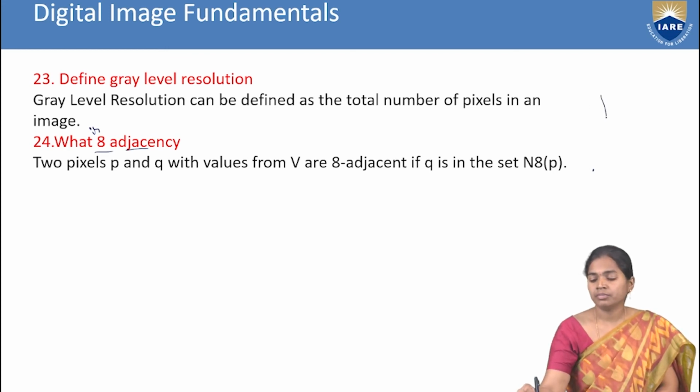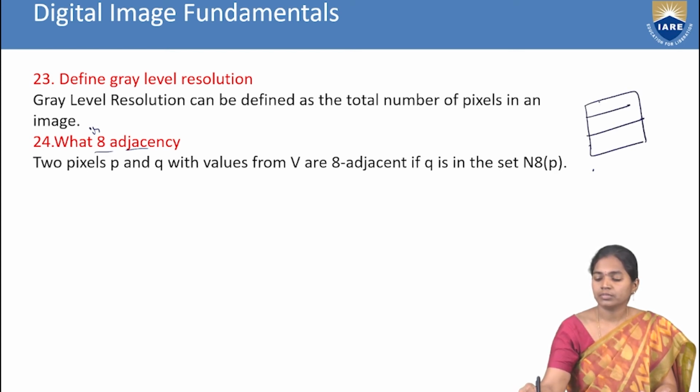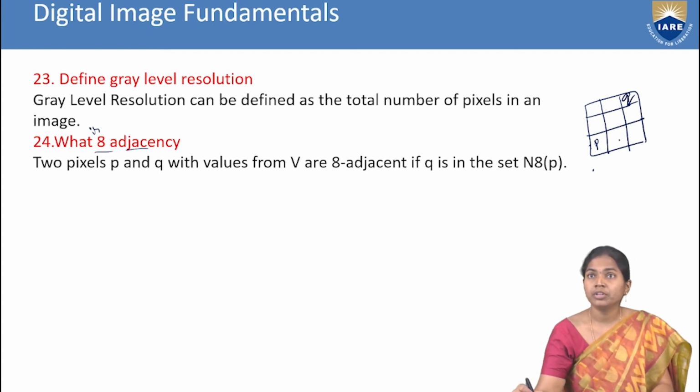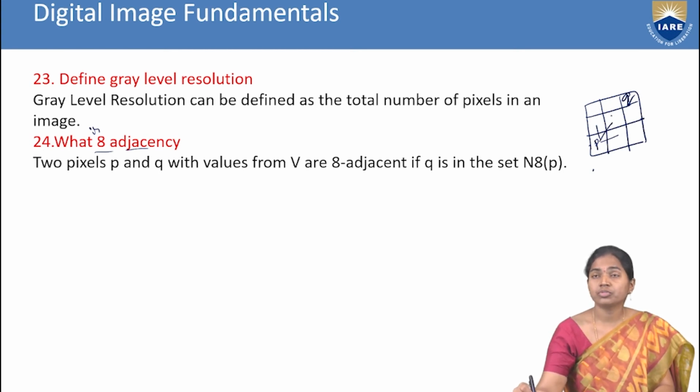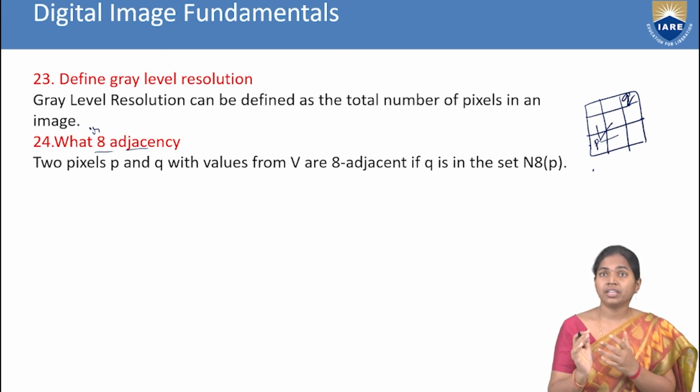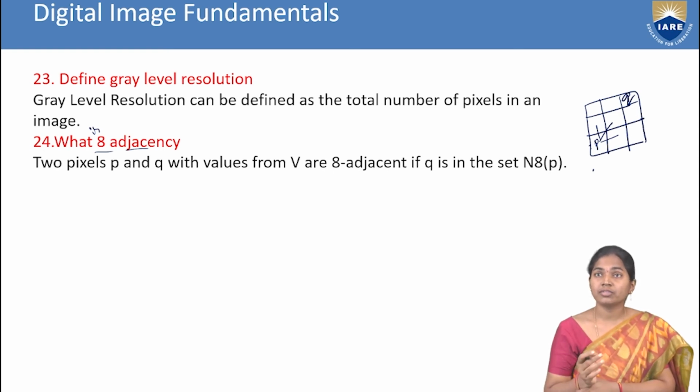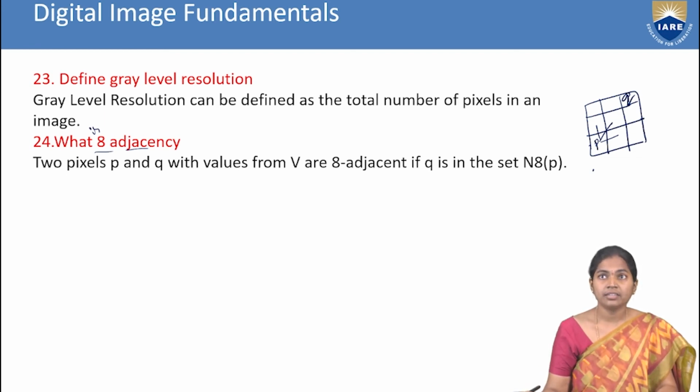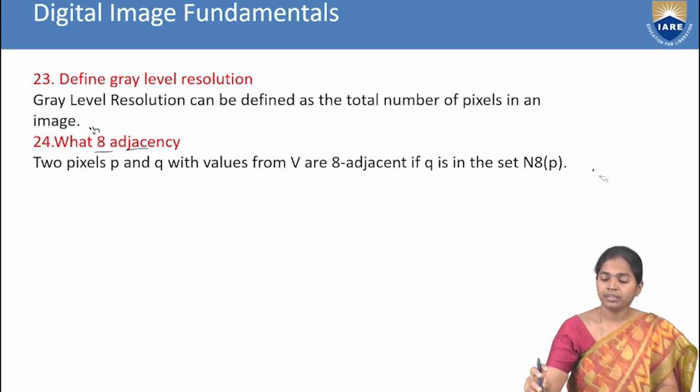In adjacency of 2 pixels, let us consider one problem. This is p and this is q, from point P to Q. How to find the adjacent pixels means how to reach from source to destination. In 8 adjacency we can choose this path and this path also. We need to travel from source to destination. We can choose neighbors on the top side, left side, right, bottom, and diagonal form also, to reach from pixel P to Q. So two pixels P and Q with values from V are 8 adjacent if Q is in the set N8 of P.